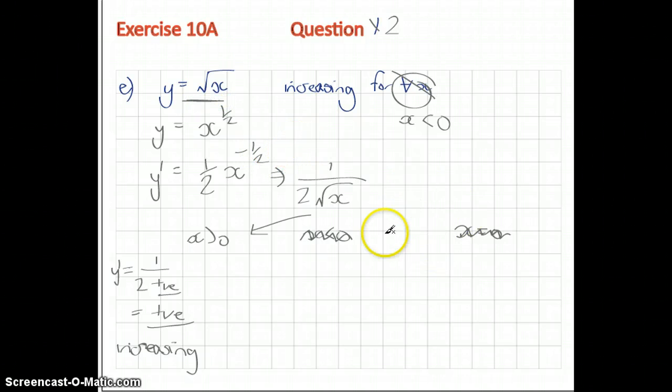Similarly, at x equals 0, whilst we can take the square root of 0 and it would be 0, the function would exist at that point. The derivative does not, because we can't have 1 divided by a 0. So we won't consider either of those. I had incorrectly written the question, so that's all we need to do for that particular one.